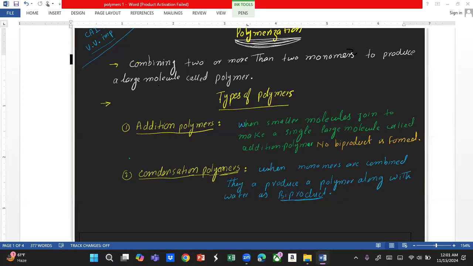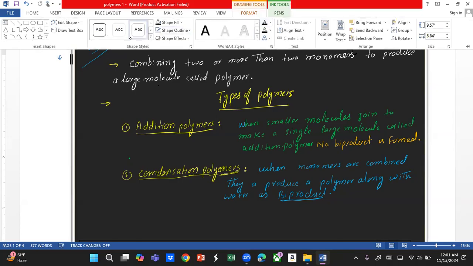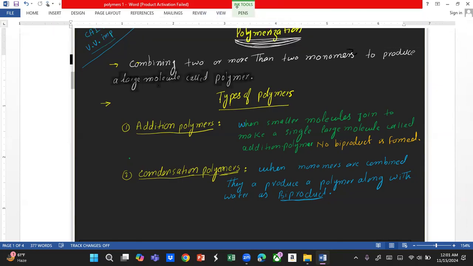Dear students, today we are going to talk about polymerization. This is a very important topic of organic chemistry. In organic chemistry, the word polymerization has a very important role because this question is compulsory in CAIE for the coming papers. So please be careful about the polymerization topic.